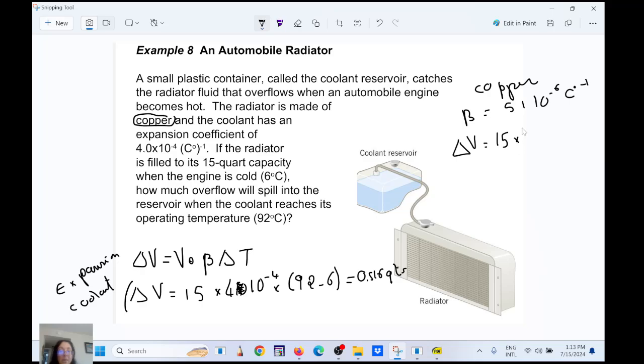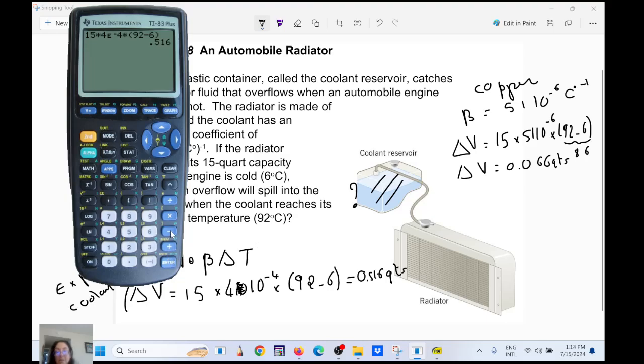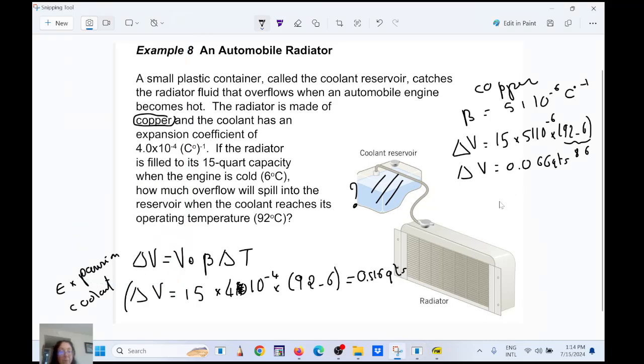So 15 times copper, 51 times 10 to the negative 6 times the change in temperature, this is 86 here. And we get 0.066 quarts, right? So it's about 10 times less than this. But if you want to be accurate, to see what that volume is, you have to do this minus that. So you have that number here minus 0.066, 0.45 about.